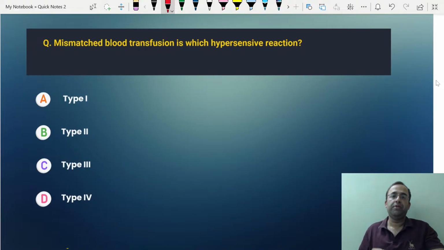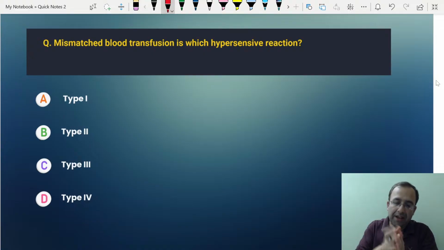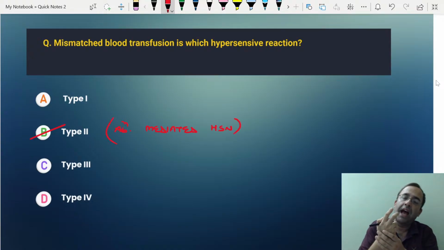Next question. Hypersensitivity, mismatched blood transfusion. Tell me this, suppose I am B blood group. I will have which antibody in me? I have anti-A antibody. So if you give me A blood group, it will be antibody mediated hypersensitivity, that is type 2 hypersensitivity. Any disease in which there is presence of an antibody is called antibody mediated hypersensitivity, that is type 2. So mismatched blood transfusion.